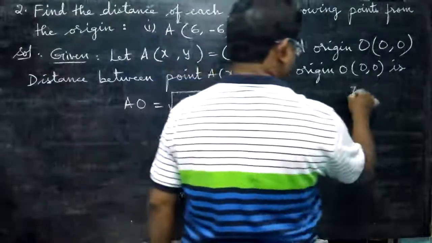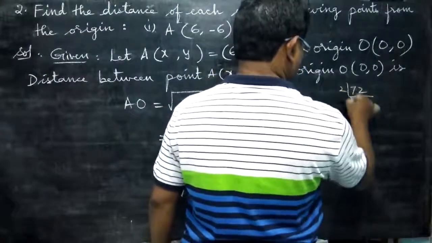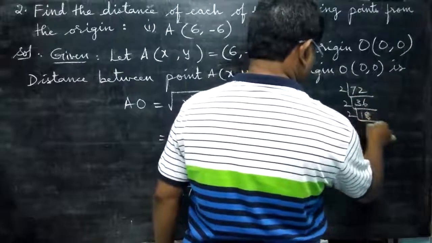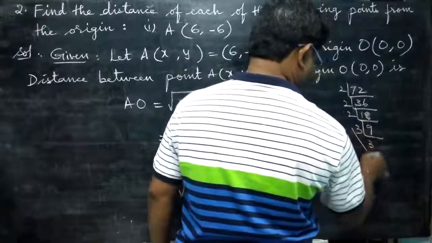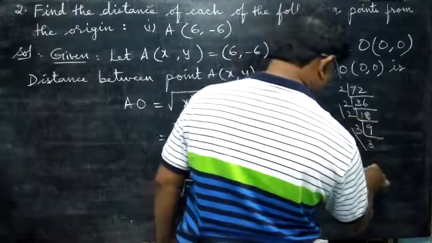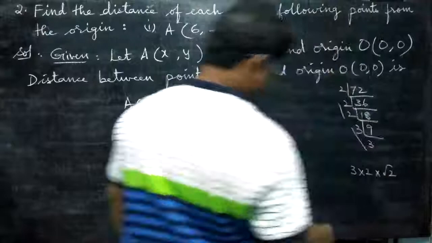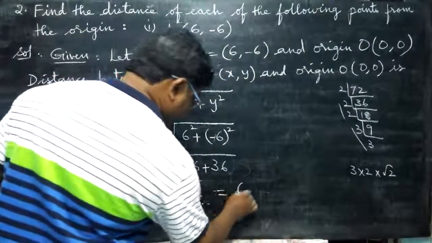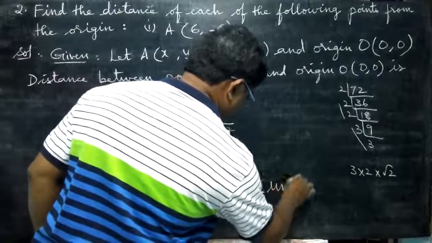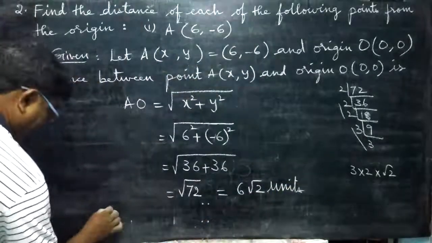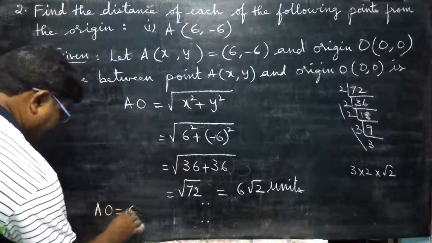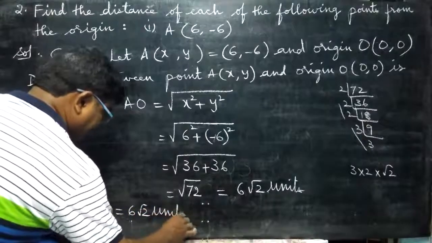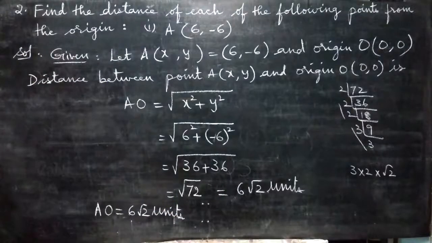Now find the factors of 72. 2 goes 36 times, 2 goes 18 times, 2 goes 9 times, 3 3s are 9. For 3 3s, one 3; for 2 2s, one 2 will come, and root 2 will be remaining. So that is equal to 6 root 2 units. OA or AO is equal to 6 root 2 units. This is the way of finding the distance between a point and the origin. Easy formula: square root of x square plus y square. Read and learn this formula, very very important.